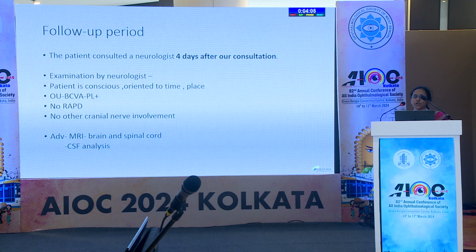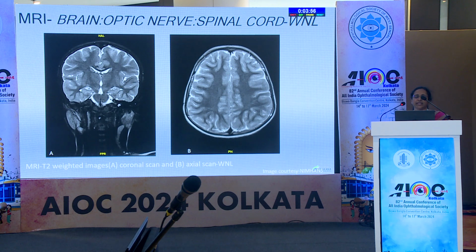The child was conscious and well oriented. By then the visual acuity had dropped to perception of light. They ordered an MRI brain and spine and CSF analysis. MRI brain and spine were normal.